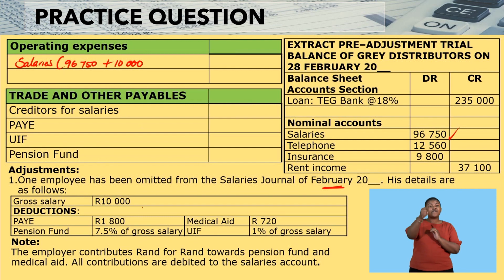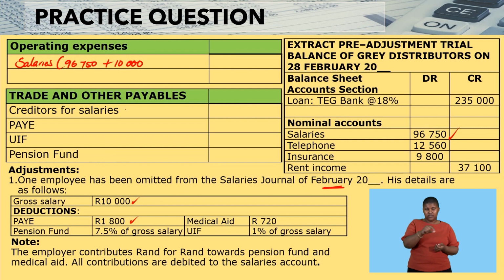This is the net salary, so we have to record the net salary. For us to get net salary, it is gross minus deductions. In other words, I have to subtract some particular amounts. The first amount that I'm going to subtract is your pay as you earn.